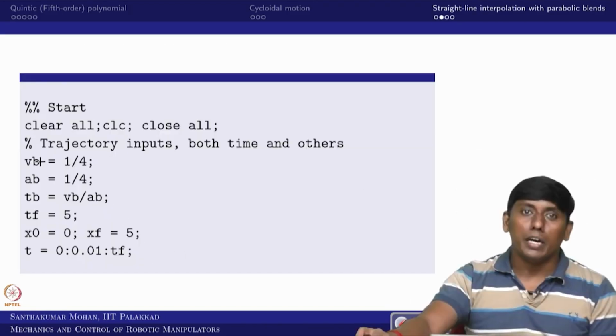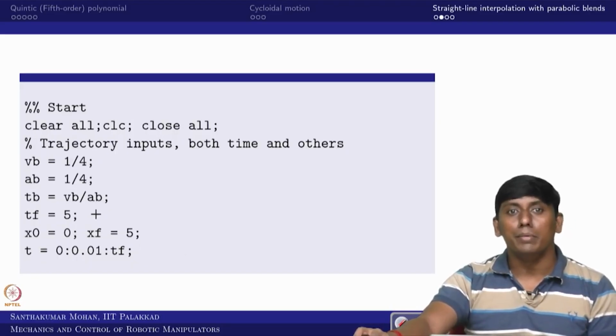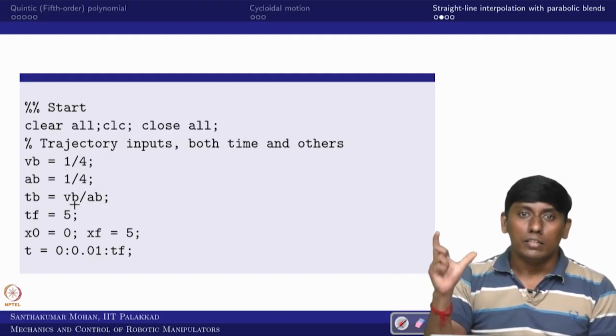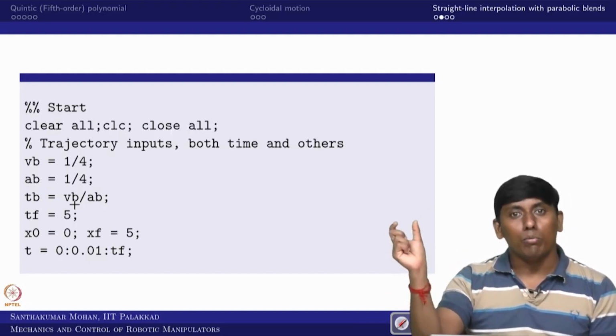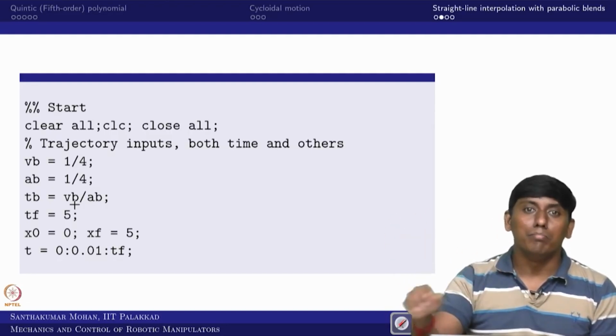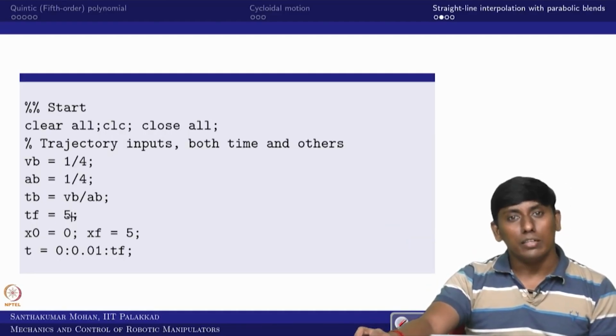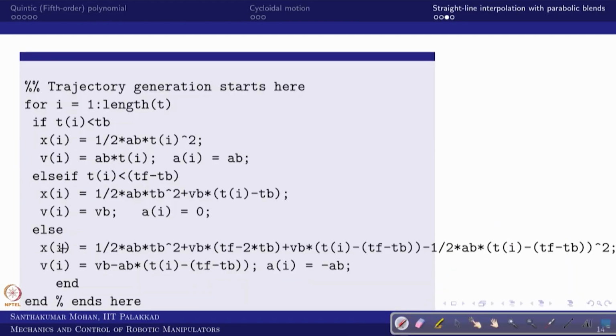So here we need to define VB and AB. Similarly the TB is defined based on VB divided by AB. Here again you can see 5 seconds. We are taking the first 1 second for parabolic, the next 3 seconds is linear, then the final 1 second is for parabolic. That way we make a blend. Because we take VB and AB as 1/4 each, the TB is 1 second, right? Based on that we have written the code, whatever we have written in the syntax, the same thing.